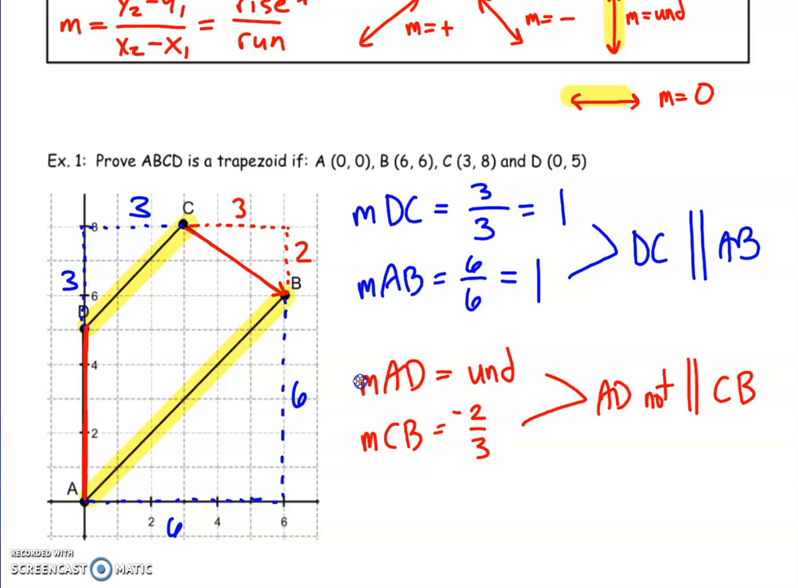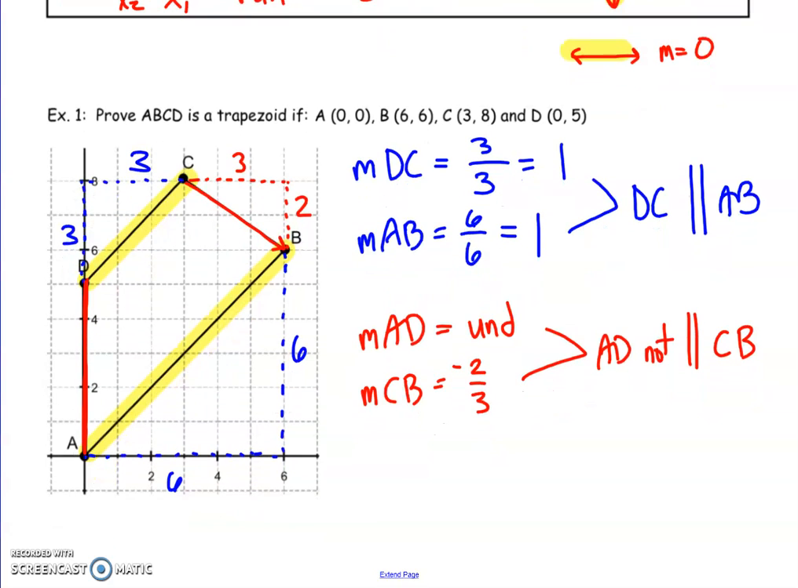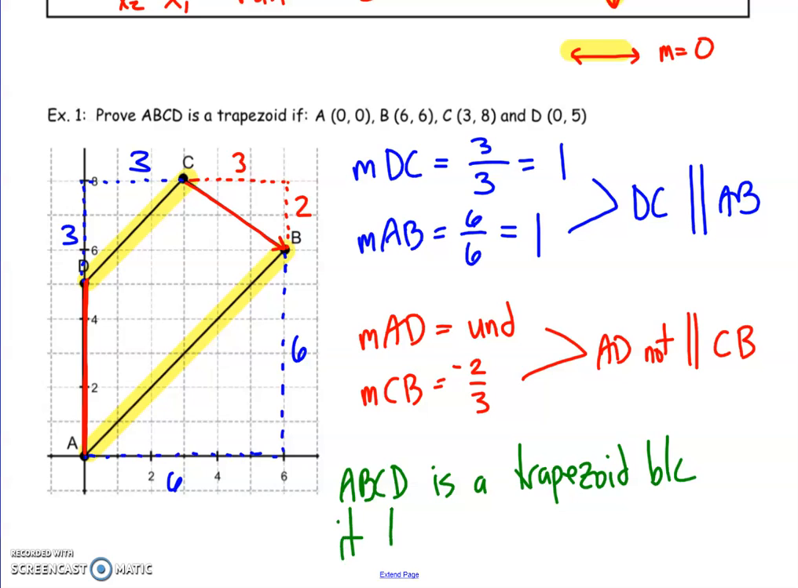So what we've just shown here is that we have one pair of parallel sides and one pair of sides that's not parallel. And that's exactly the definition of a trapezoid. So now I can say ABCD is a trapezoid because it has exactly, we have to include that word, one pair of parallel sides.